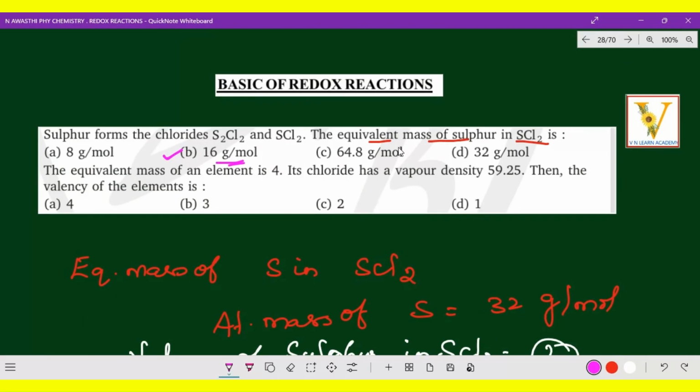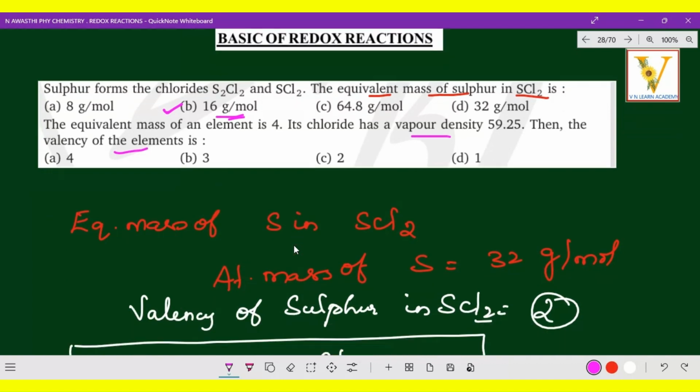So equivalent mass only they are asking. So I just mentioned equivalent. I hope you got the clarity of this question. Come on, let's go to the next question. Here only, it is the next question also. The equivalent mass of an element is 4. Its chloride has vapor density, see, again vapor density is another important point. Vapor density is 59.25. Then the valency of the element.